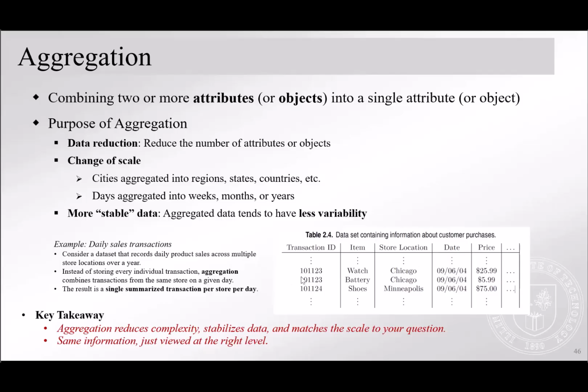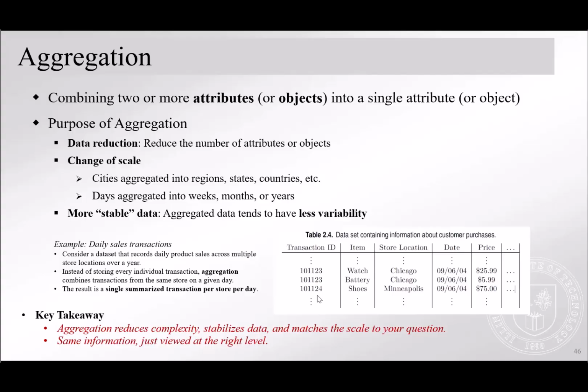Now look at this table of customer purchases. Each row represents a single item within a transaction. For example, transaction 101123 appears twice, right? One for a watch, the second for a battery. Both purchased in Chicago on the same date. So even though it's one shopping trip, it's recorded as multiple rows because each item is listed separately. Over time, this creates a very large and detailed data set.